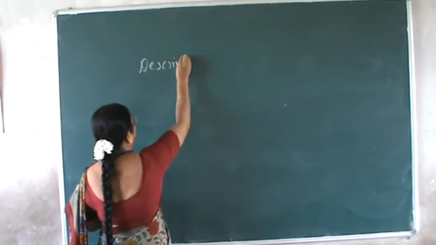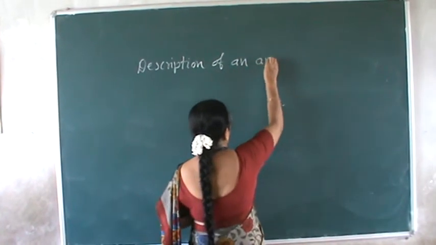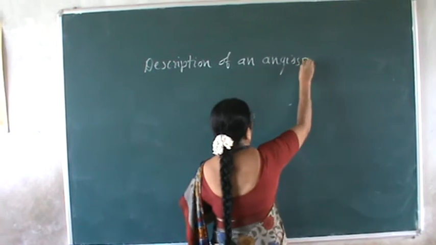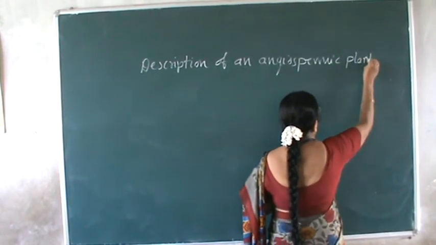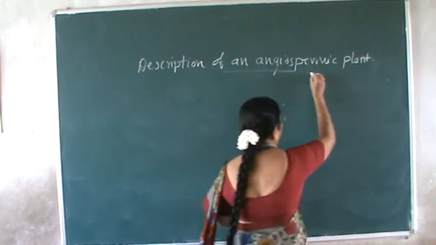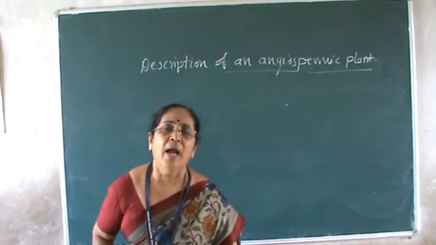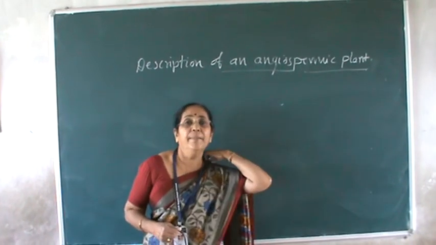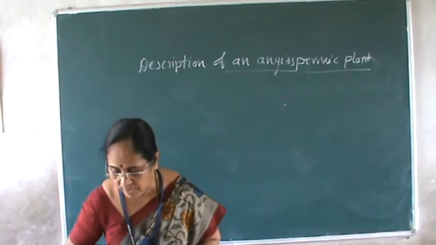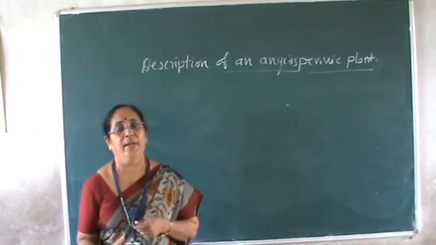Description of an angiospermic plant. Because generally in this 5th semester, you will be provided with a twig with inflorescence in the practicals, and you must be able to describe the plant and all the important features which you observe. It's very simple and very easy. Taxonomy is very easy actually.